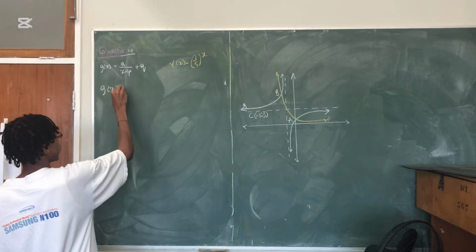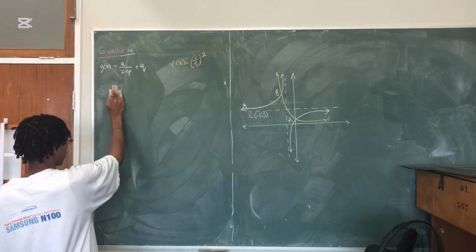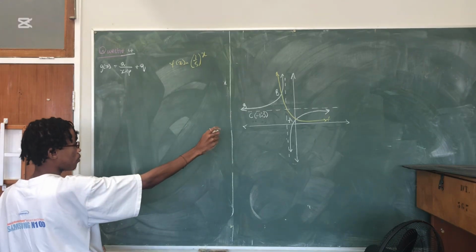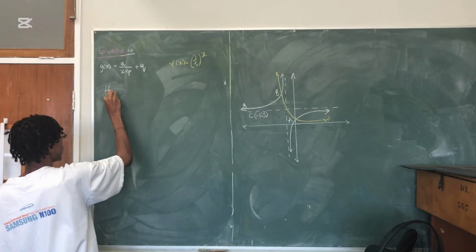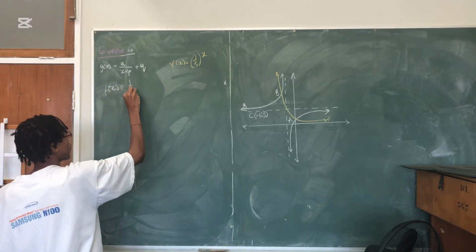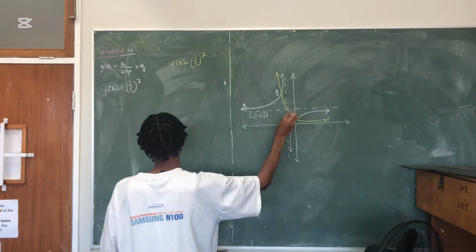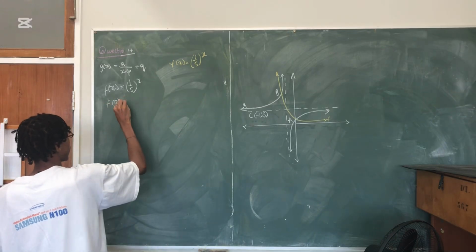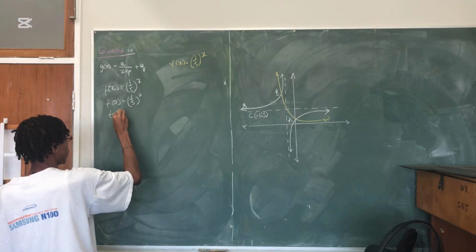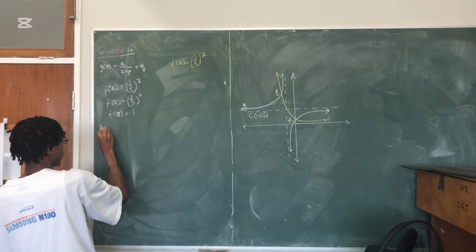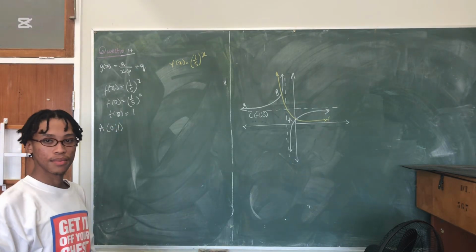The first question is asking us to find the coordinates of A. For the coordinates of A, we are going to use the values of f of x. We're going to use f of x equals 1 over 5 to the power x. We know that here x is equal to 0, so 1 over 5 to the power 0 is equal to 1. The coordinates of A are going to be 0 and 1.